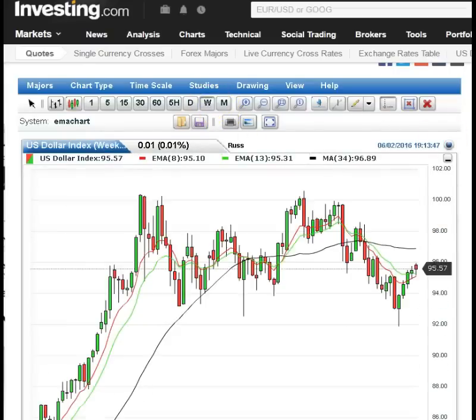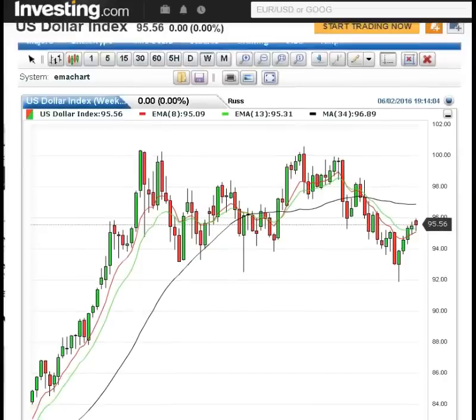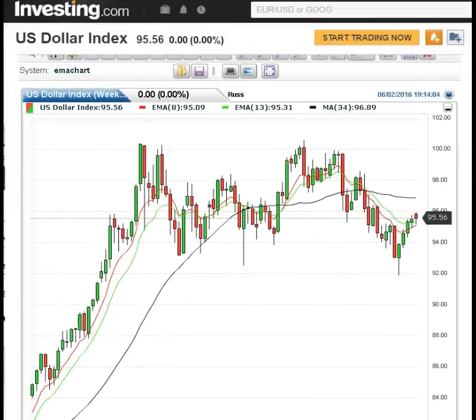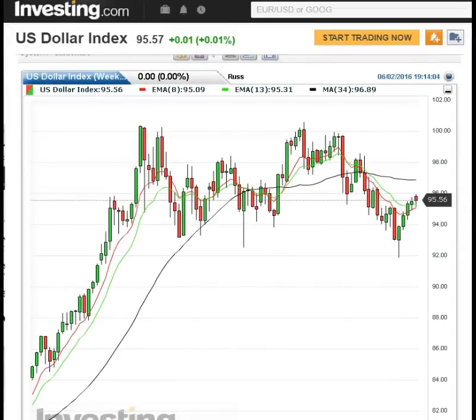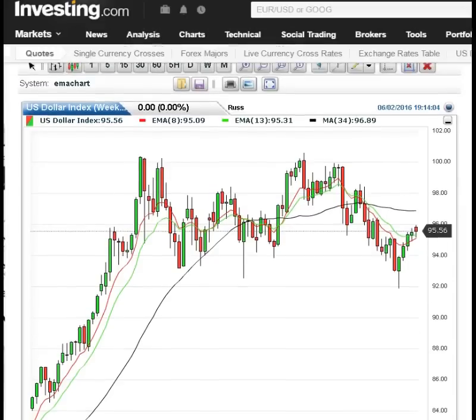Weekly chart coming up on a week already. I can't believe it. Tomorrow is the end of the week. Hasn't really moved. It's gone down, bounced off the 8, came back up, and so far we have a down week. But everything seems to be stalled out there, if you haven't noticed.